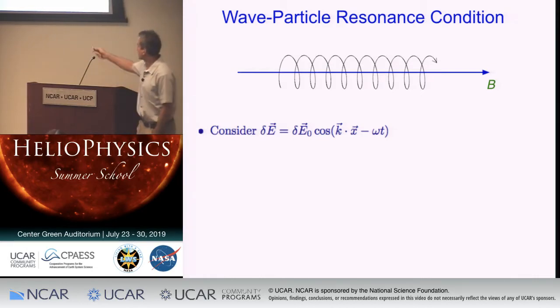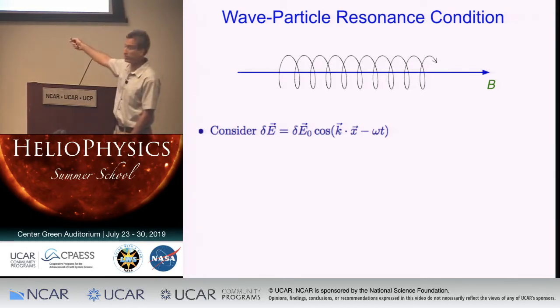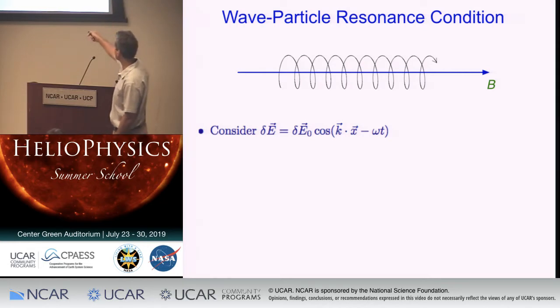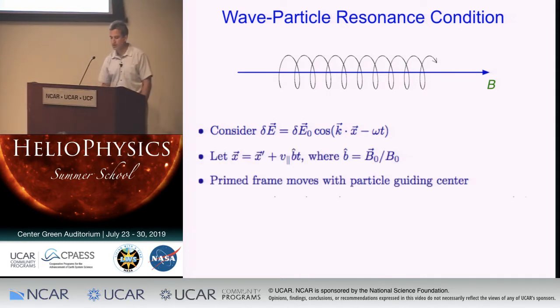So let's go back to this zeroth order motion of our particle. It's a helix oriented along the background magnetic field. Imagine we have an electric field perturbation, which is some constant, and then we have this sinusoidal oscillation. K is the wave vector, omega is the frequency or angular frequency. Let's rewrite that argument in a slightly different coordinate system.